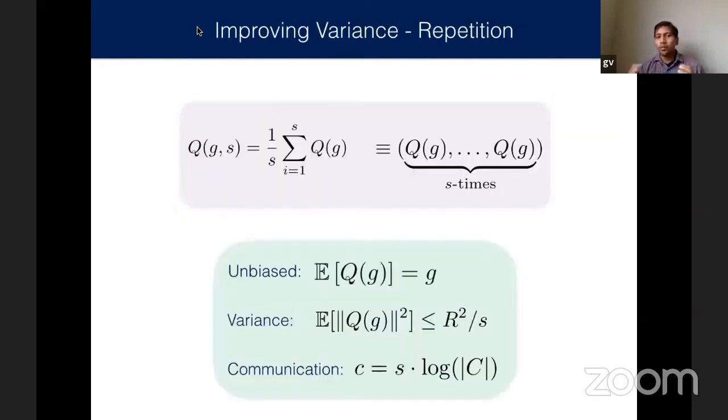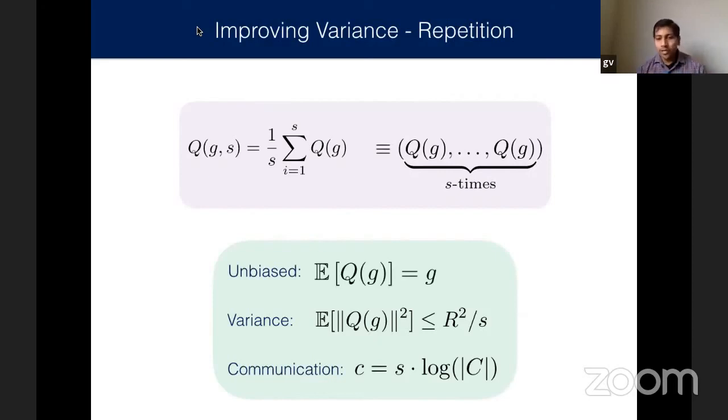One way of improving variance is just by using repetition. You can start with a scheme that has high variance but low communication, and then by increasing the communication a bit, you can keep reducing the variance, making a smooth trade-off. The idea is a simple repetition scheme: you apply the quantization scheme independently some S times and take an average of it. That will reduce the variance by a factor of S.